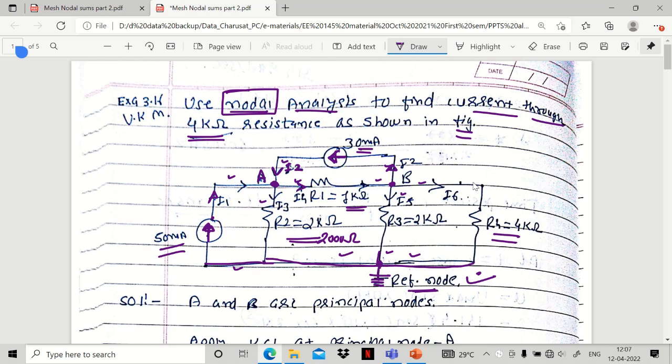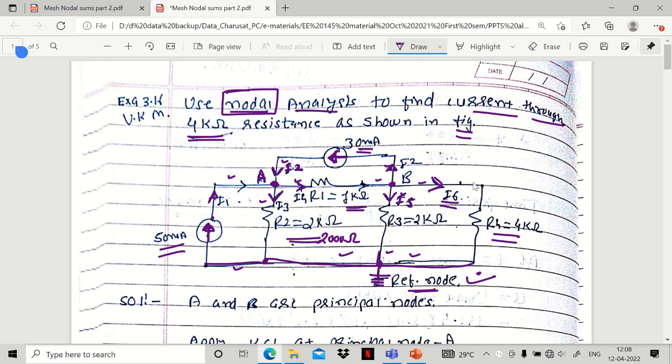Now from A to this reference node in the downward direction, let us assume that current I3 is flowing, right, through R2. Now from B to this reference node, I5 current is flowing in the downward direction through resistance R3. And from B to this reference node through resistance R4, current I6 is flowing. Right, so in the second step, we have considered the branch currents and associated variables related to the branch currents. Right, and our aim is to find each and every branch current using KCL.